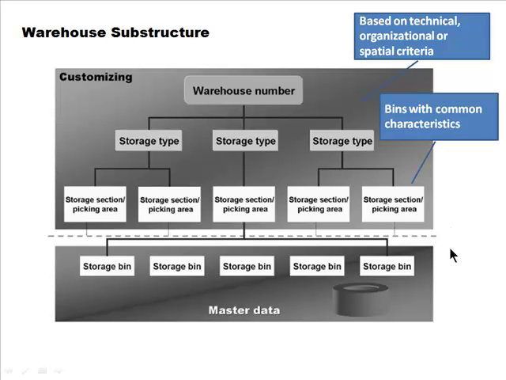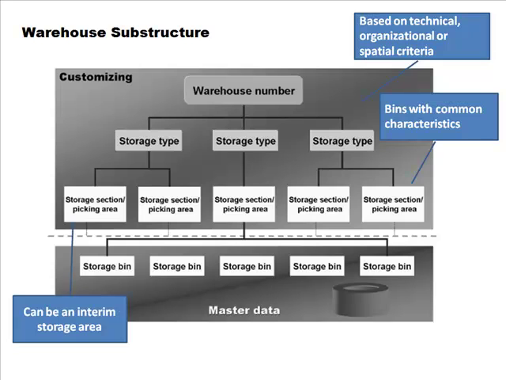Okay. So storage sections basically are bins with common characteristics. The example I gave earlier was a refrigerated section. Right. So all of them have common characteristics. The picking areas or storage sections could also be interim storage areas. Okay, so for example, one important interim storage area is a goods receipt section. As soon as goods are received, you have to put them somewhere before they actually go into the interior of the warehouse. So that could also be a goods receipt storage area, which could be a storage section.